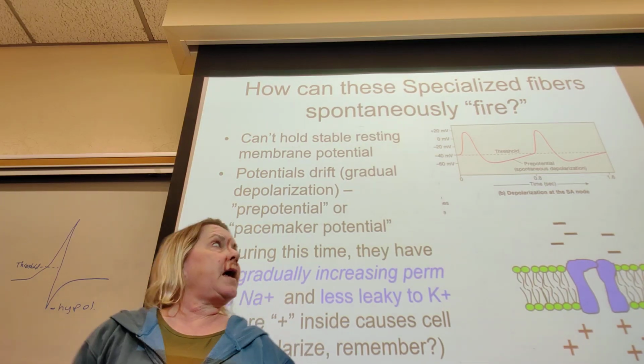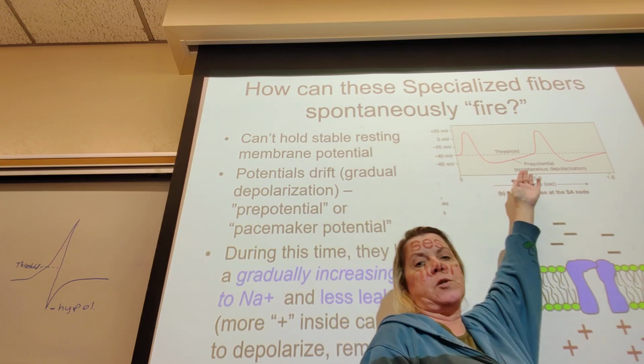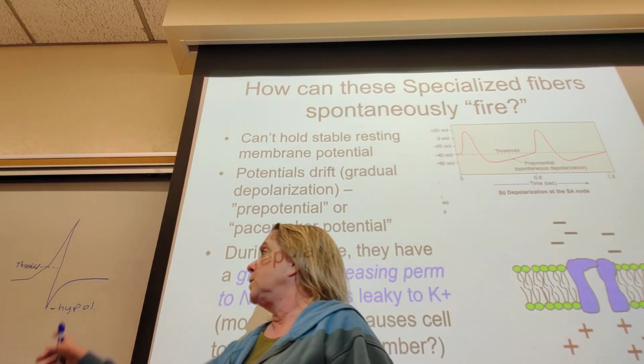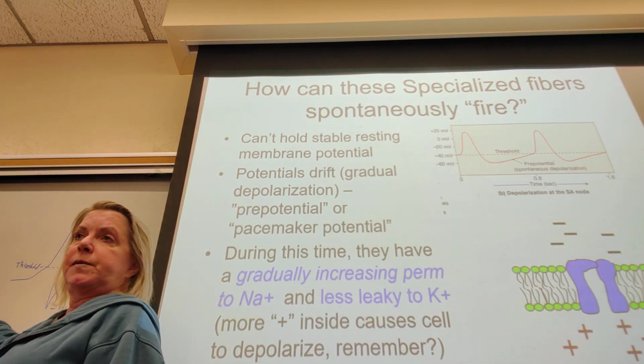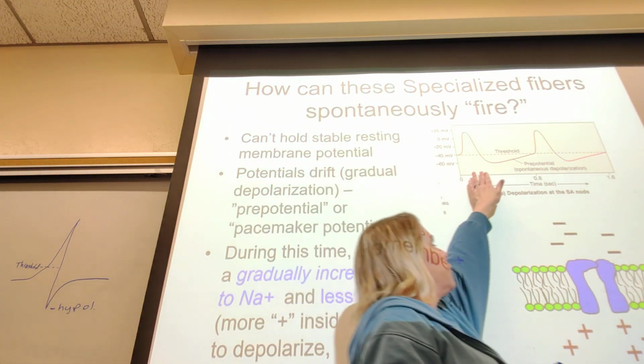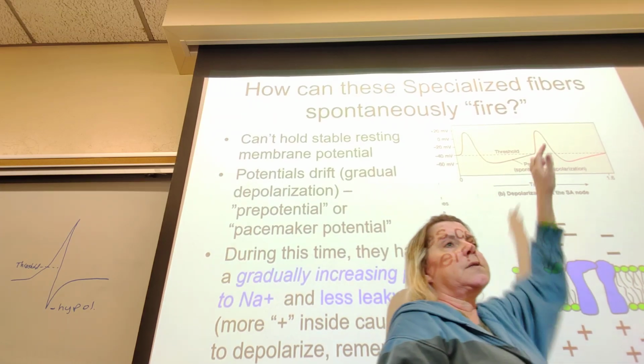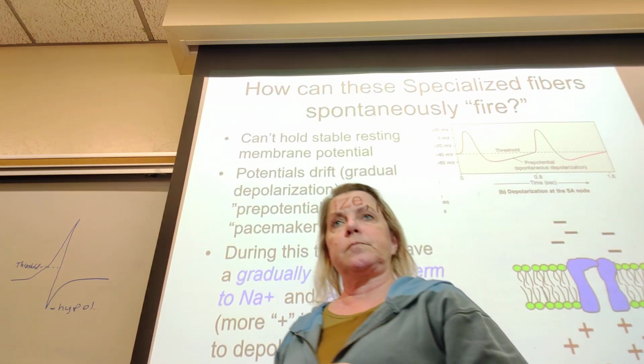Specialized cells do not have a resting membrane potential. Nowhere on this picture do you see a flat line where they have resting membrane potential. They are constantly migrating towards threshold. And this ramp, if you will, is called the pre-potential.